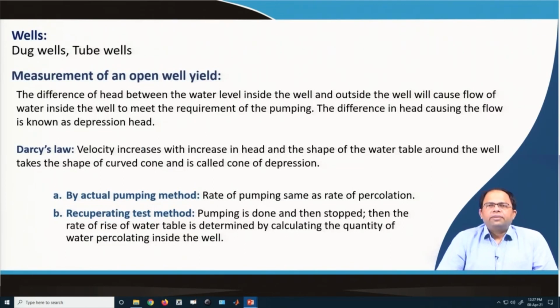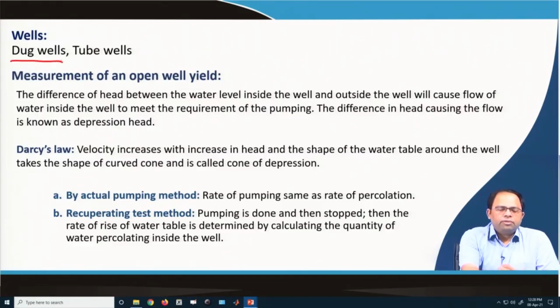Okay. So, now that we know how to determine the yield of groundwater, and also we know what the velocity of flow of groundwater is, we can now determine what sort of yield, or what sort of water, we can get from particular wells, and there are different kinds of wells. We talk about two kinds of wells over here.